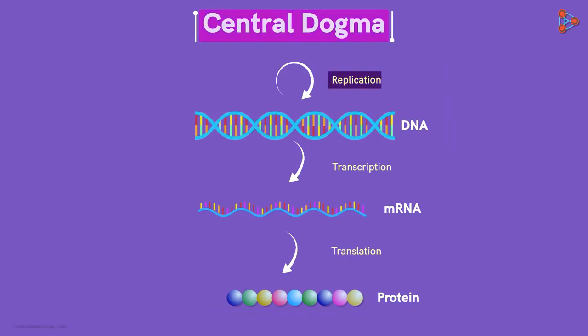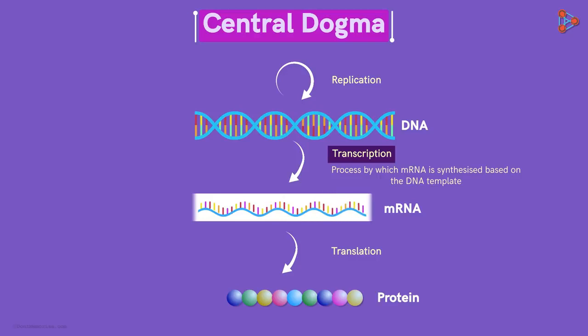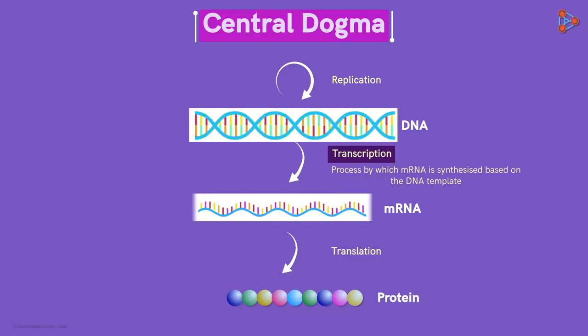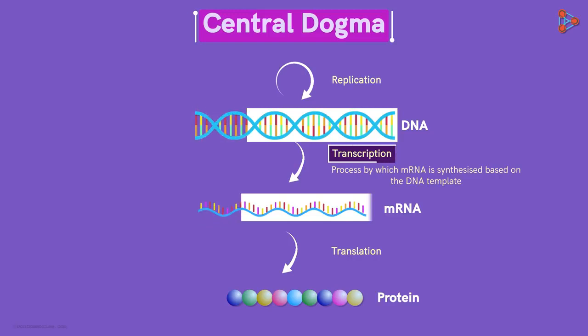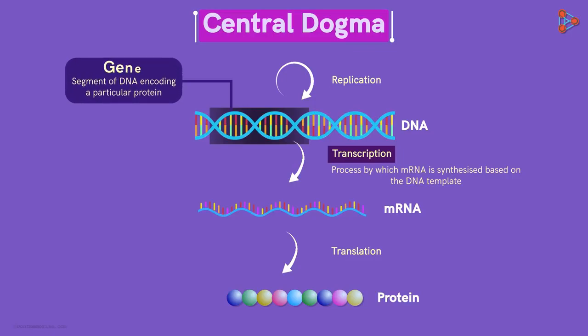We know that the replication process is semi-conservative in nature. So now our focus will be on the two processes, namely transcription and translation. Let's begin with transcription first. As we can see here, the process in which mRNA is synthesized based on the parent DNA template is called transcription. The part or segment of DNA which encodes for a particular protein is called a gene.